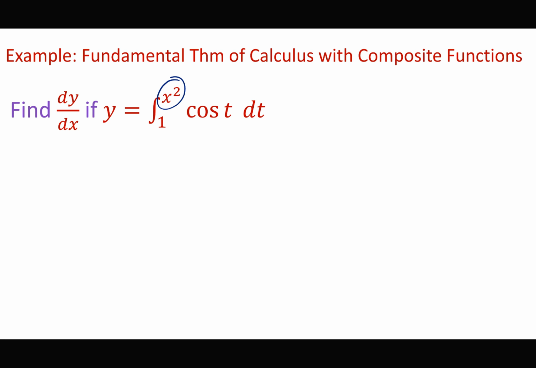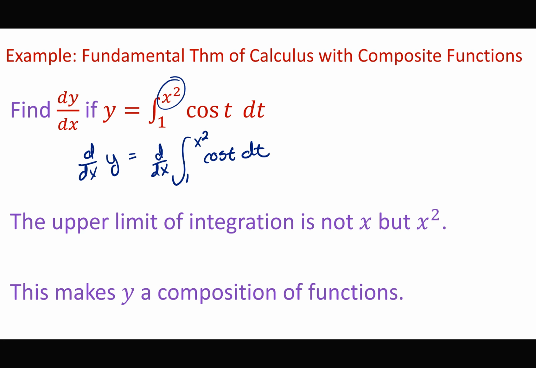So same setup, find dy dx. So we're going to take the derivative with respect to x of y, and then the derivative with respect to x of this, the integral from 1 to x squared of cosine of t dt. Okay, in this one, the upper limit of integration is not simply x, now it's an x squared. And so again, that's why it makes y a composition of functions.